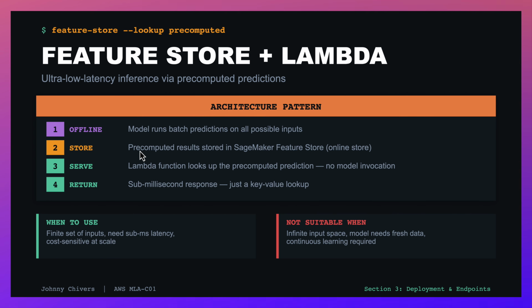And then the other thing that you might need to know for this as well when it comes to deployment and endpoints is feature store and Lambda. This is an ultra low latency way of getting inference via pre-computed predictions. So you can run the model offline with batch predictions, and store pre-computed results in SageMaker feature store, so that's your online store. Then use Lambda functions to look up the pre-computed predictions, so there's no model invocation, and return in sub-second, millisecond latency. So this is where you've looked at the predictions ahead of time, stored them in feature store, and then you use a Lambda to retrieve them. So you're not really doing predictions, you're just retrieving pre-predicted results.